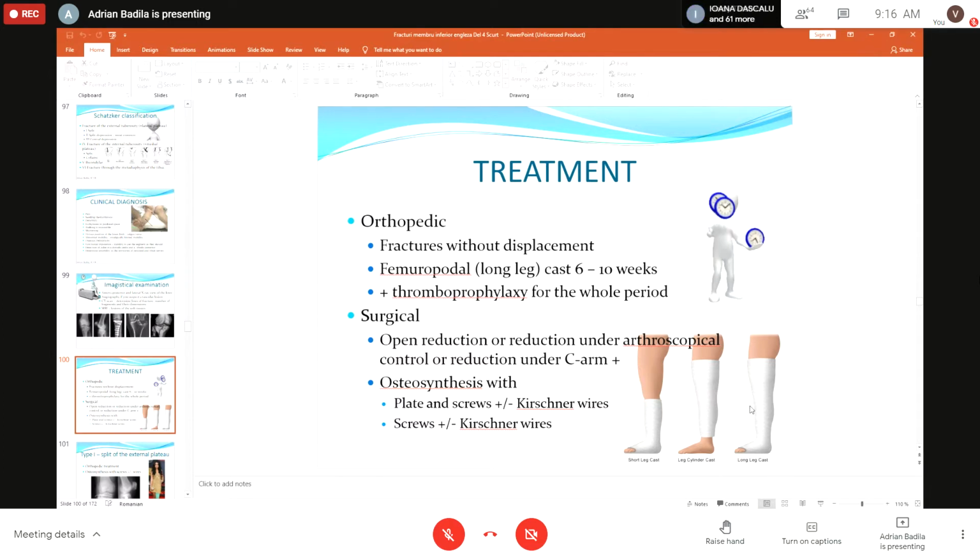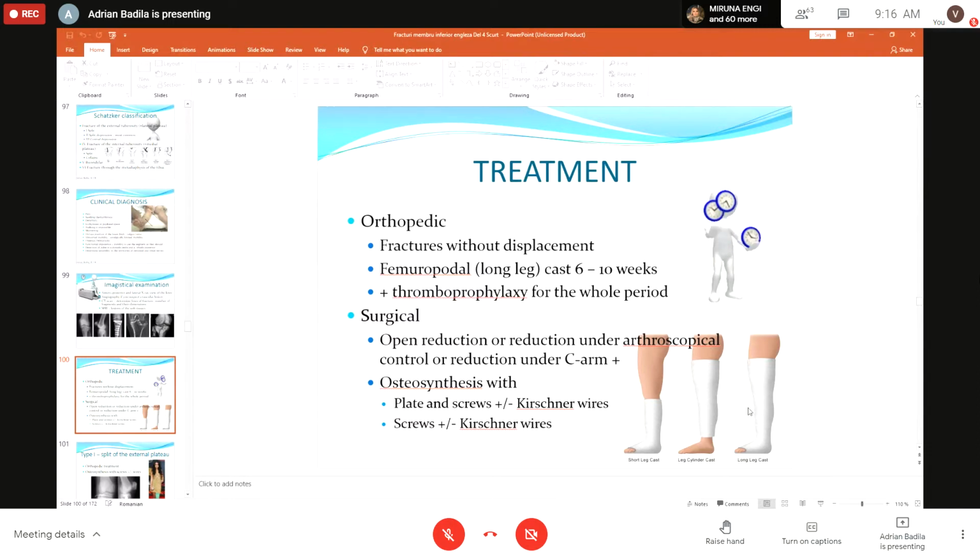And of course, every time that you have an immobilization of the lower limb in a cast or in an orthosis, you must indicate thromboprophylaxis for the whole period of immobilization.